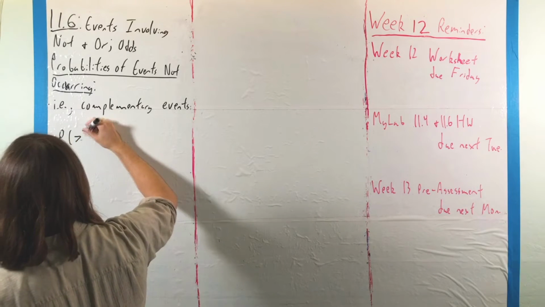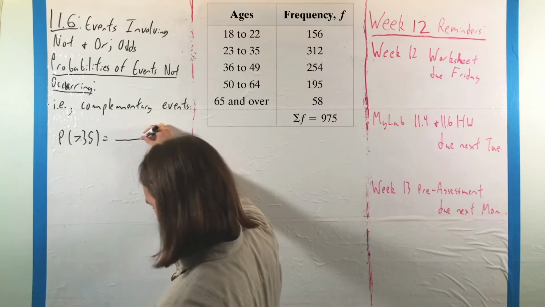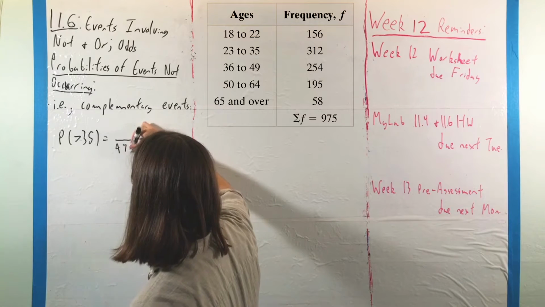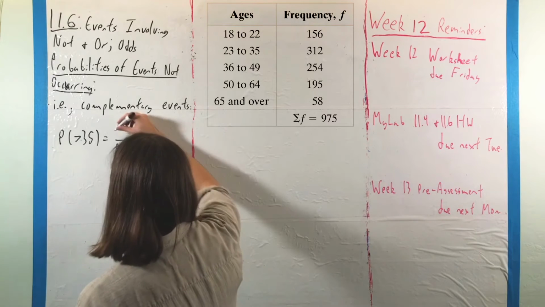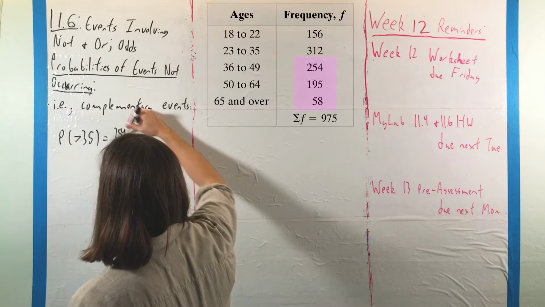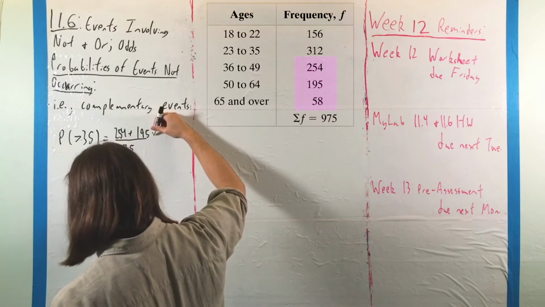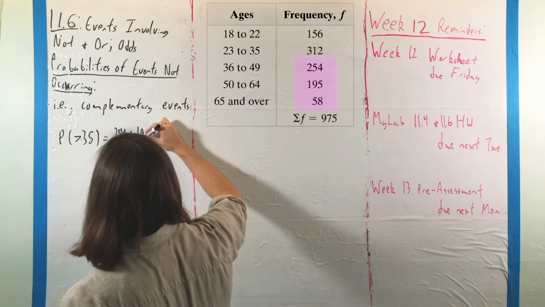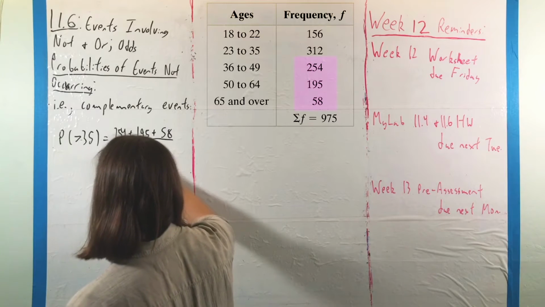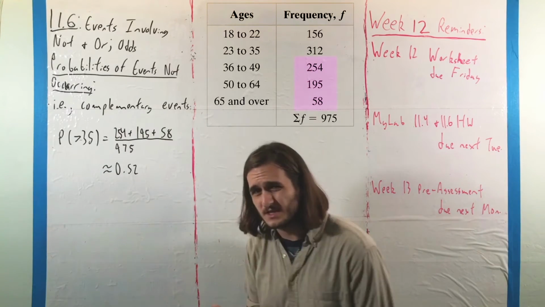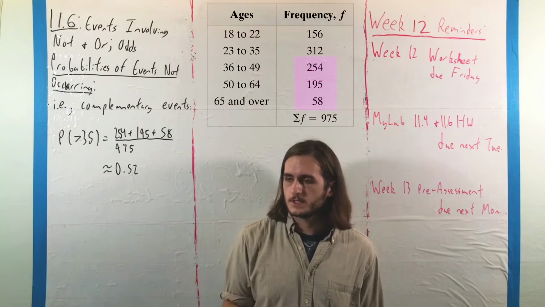well, thinking back to that data, we could see that we'd have 975 total participants in that data set, and older than 35 would capture 3 groups with frequency 254, 195, and 58 for a probability of about 52%. That is the probability of getting someone older than 35 from that sample would be about 52%.